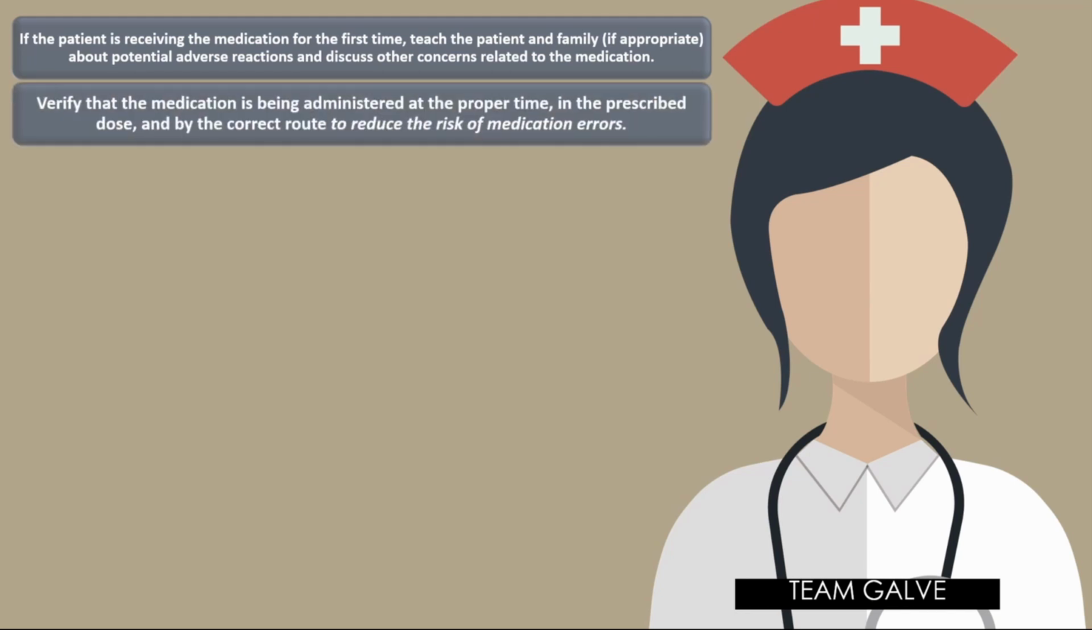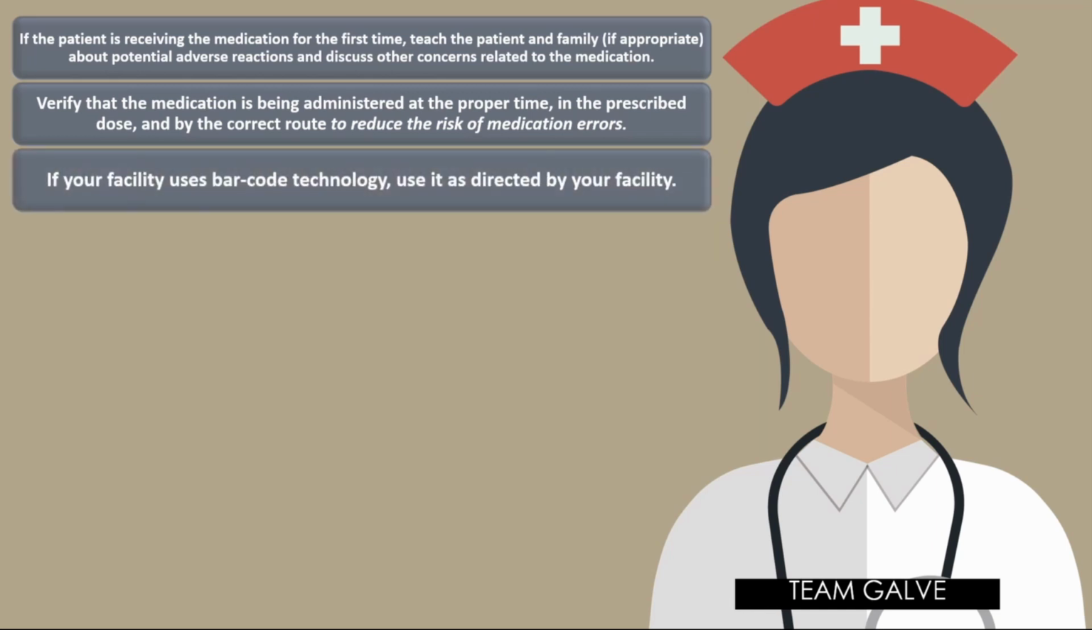Next one, verify the medication is being administered at the proper time, in the prescribed dose, and by the correct route to reduce the risk of medication errors. If your facility uses barcode technology, which is the one we're using, use it as directed by your facility. Barcode, meaning ibabarcode mo yung actual medication. Meron kasi yan nakalink sa computer system. Or even yung pag-check ng sugar, piniprint out yung barcode, identify sa patient side, and then you're gonna scan it para ma-avoid yung patient misidentification.